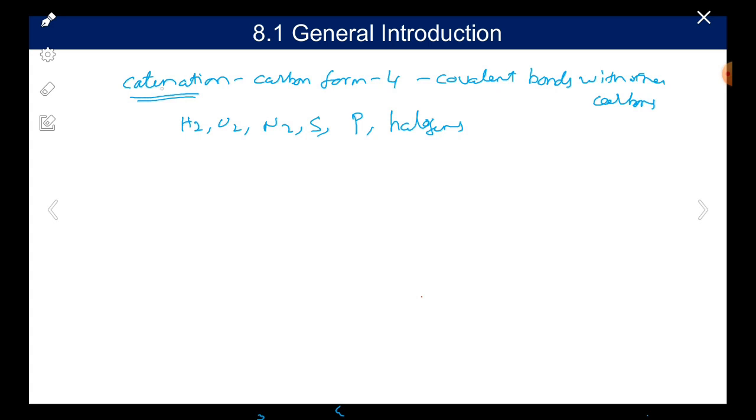The compounds that we derive from the carbon are called organic compounds. Whatever chemistry we discuss related to the carbon is called organic chemistry. We can simply say that this is equal to carbon chemistry.